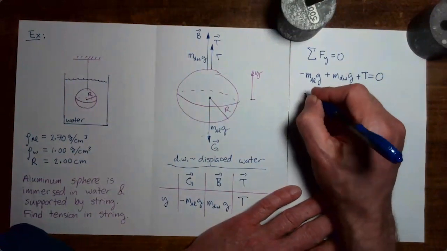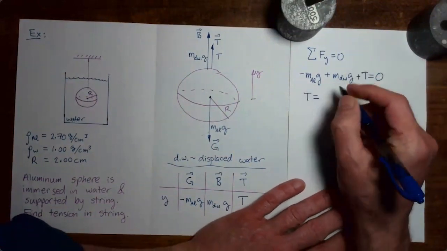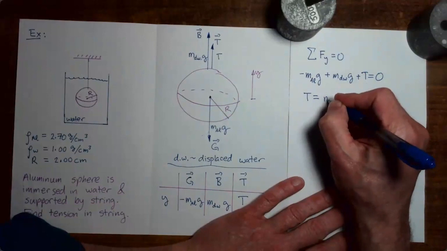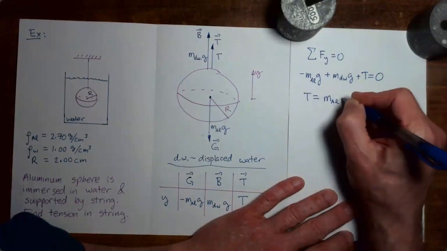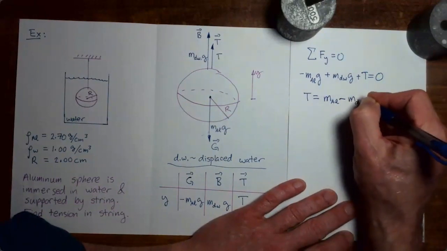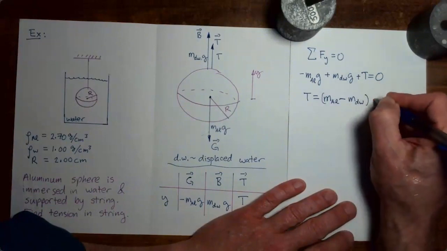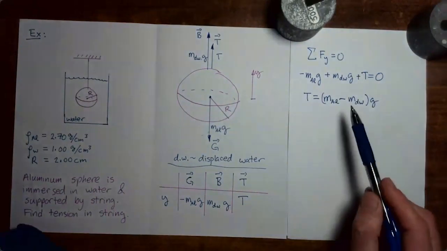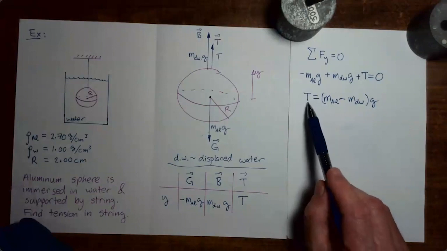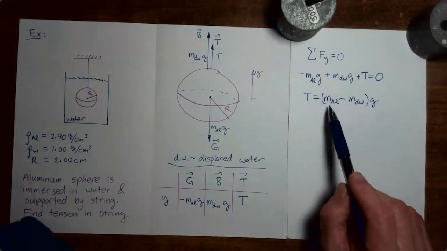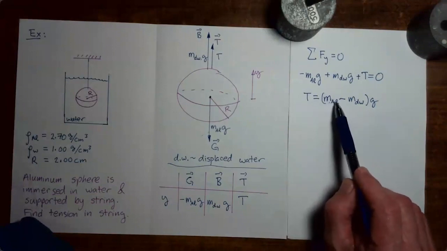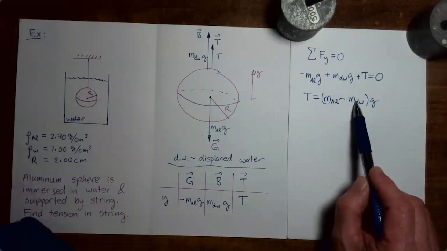Now we can do an algebraic step to solve for tension. We have tension equals mass of the aluminum minus the mass of the displaced water times little g. Now, to finish the problem and get the tension, we have to figure out the mass of the aluminum sphere and also the mass of the displaced water.